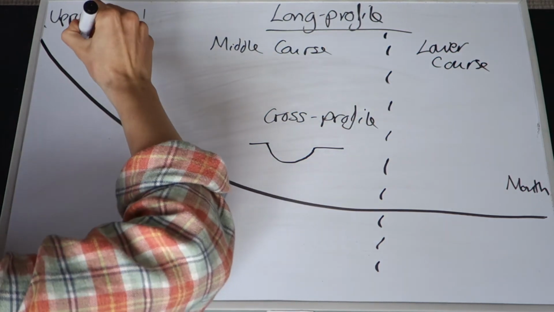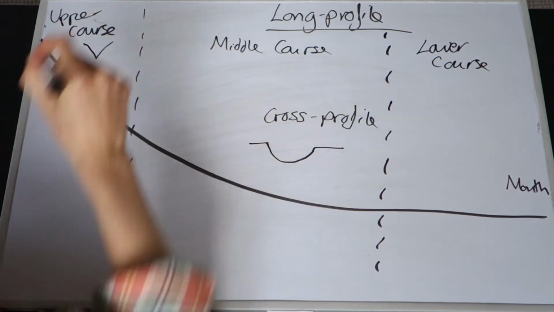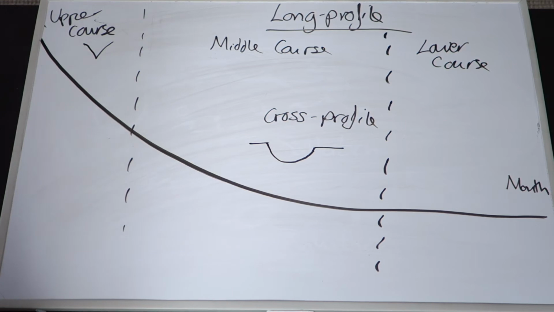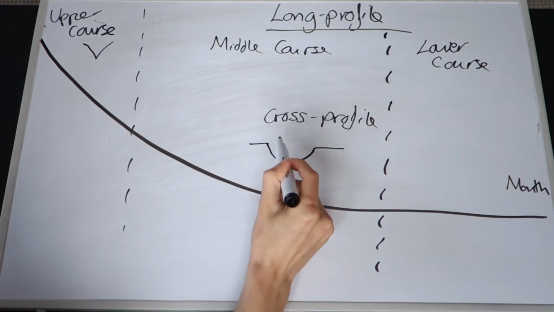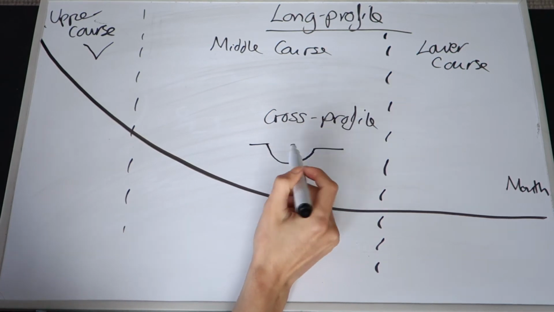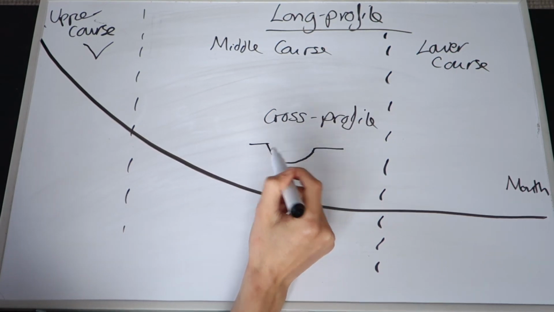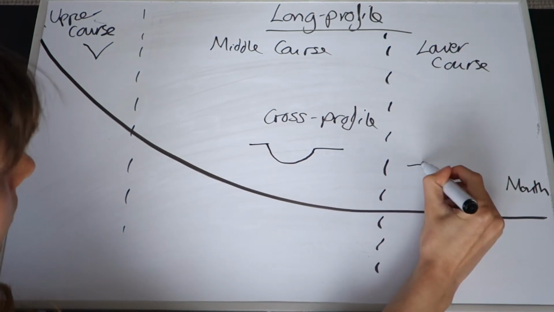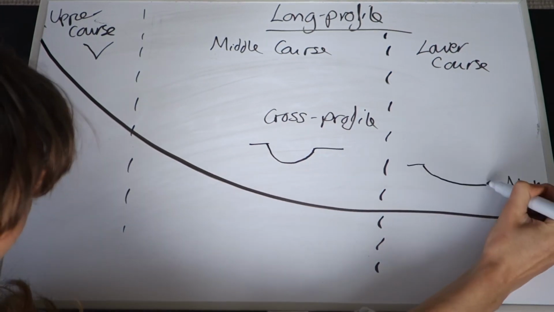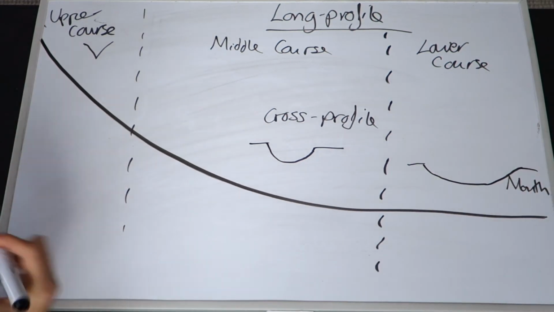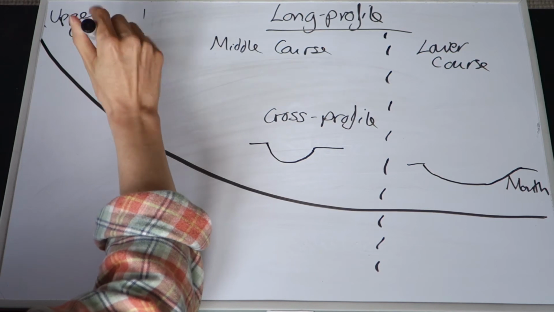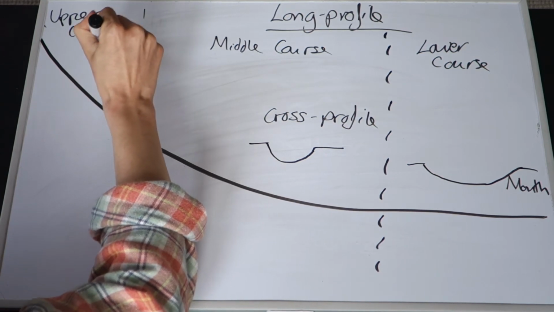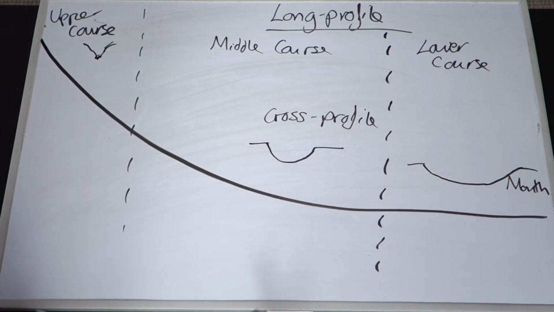In the upper course, the river channel is V-shaped. In the middle course, the river channel gets wider and deeper. In the lower course, the river channel is much wider and much deeper. So in the upper course, the river channel might only be 5 to 6 metres across, whereas in the lower course we're talking about kilometres across.